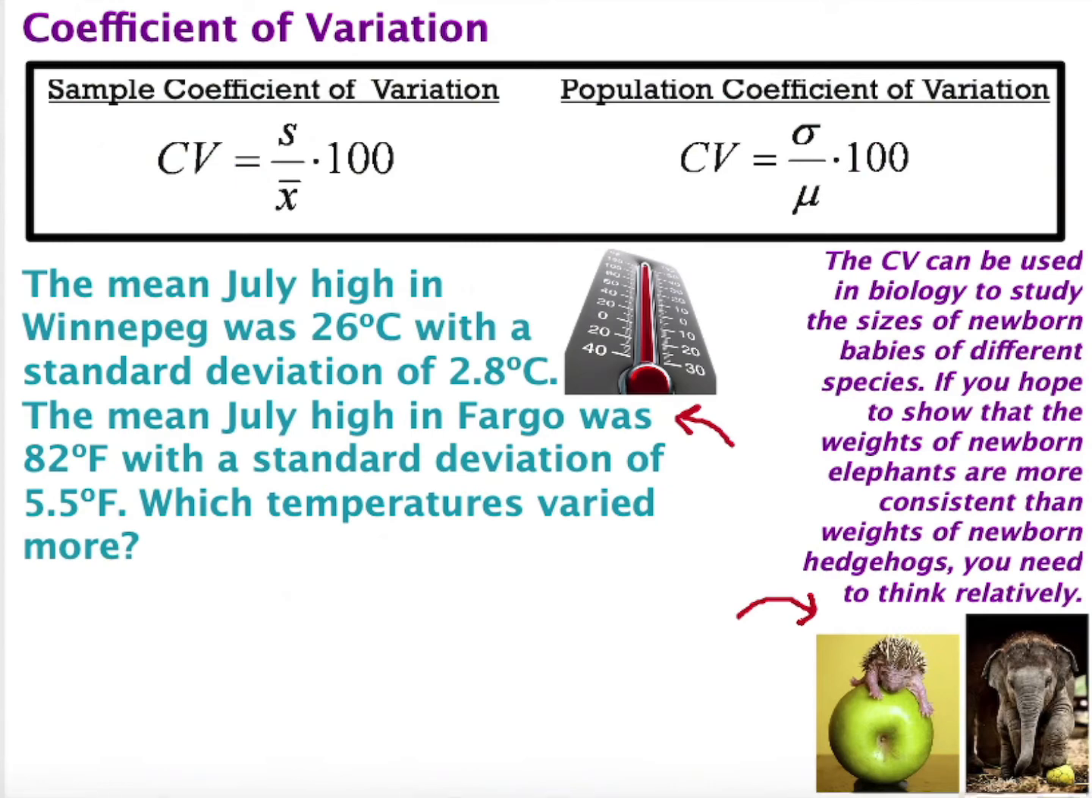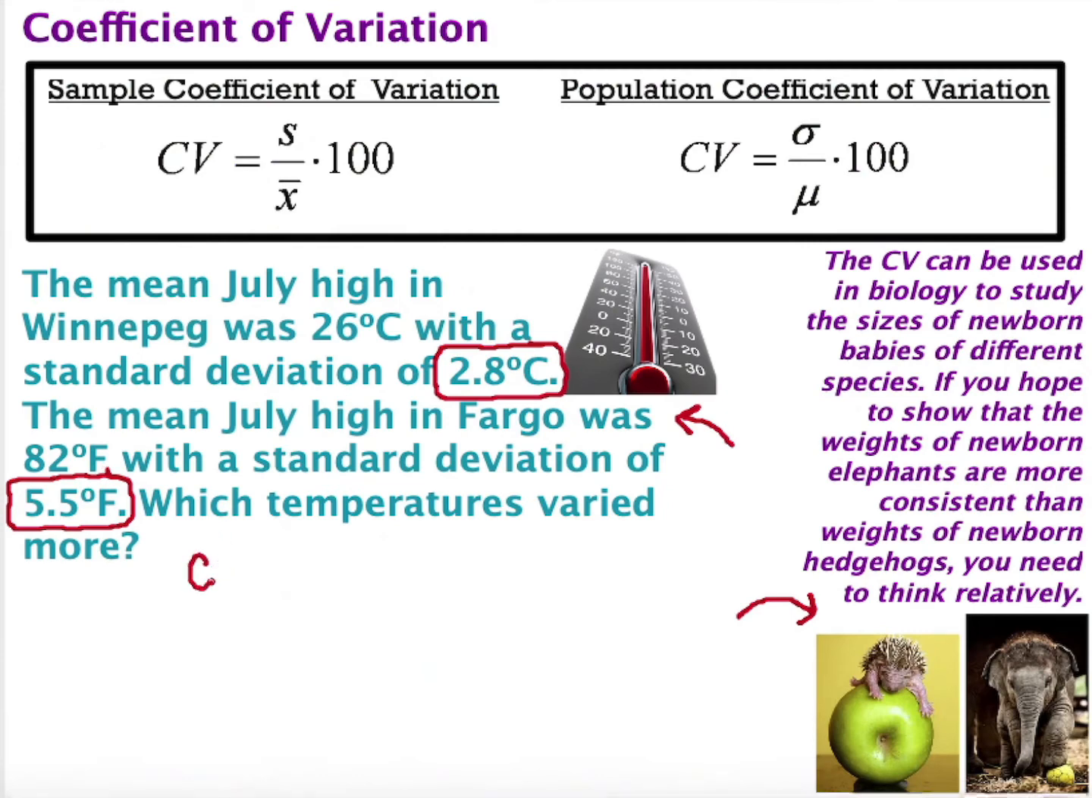The mean July high in Winnipeg was 26 degrees Celsius with a standard deviation of 2.8 degrees Celsius. The mean July high in Fargo was 82 with a standard deviation of 5.5, and that's in Fahrenheit. Which temperatures varied more? Normally, I would look at those two standard deviations, and whichever one was higher, I would say that one varied more. But in this case we're using different units, so the coefficient of variation is the way to figure this out.